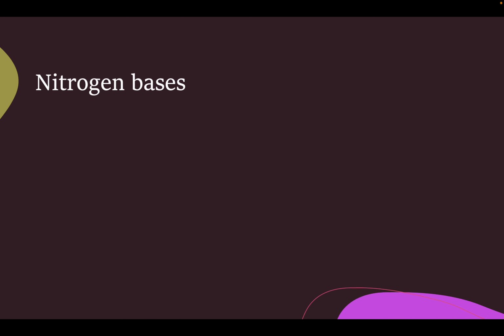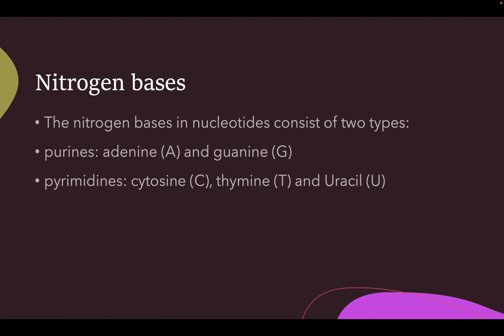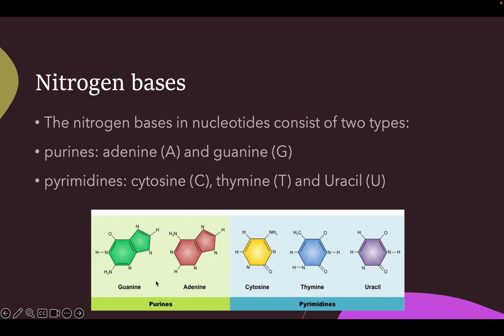So what is a nitrogen base or the nitrogenous base? It's the base in a nucleotide. It consists of two types, purines and pyrimidines. In the purines, there are adenine and guanine, and in the pyrimidines, cytosine, thymine and uracil. So here you can see the purines, which consist of double rings, one 6 carbon ring and the other 5 carbon ring. So they are called the purines, adenine and guanine, and then the pyrimidines consist of only one ring, cytosine, thymine and uracil.